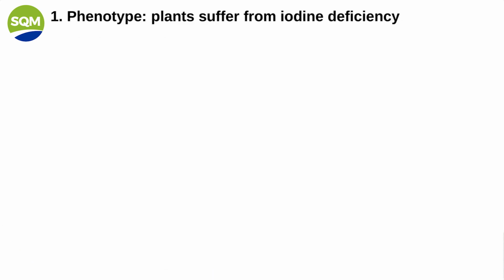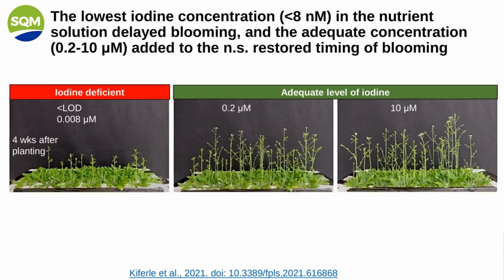First, the phenotype. What did we see in plants? How can a plant be iodine deficient? Well, this trial was done with Arabidopsis thaliana grown in a nutrient solution, so grown in water with nutrients in it. On the left, you see a picture where the plants were iodine deficient, and this was done by using ultra pure water and ultra pure salts. So the iodine content in that water was below the limit of detection of the equipment. And only 4 weeks after planting, you see that these plants have hardly yet started to develop flowers.